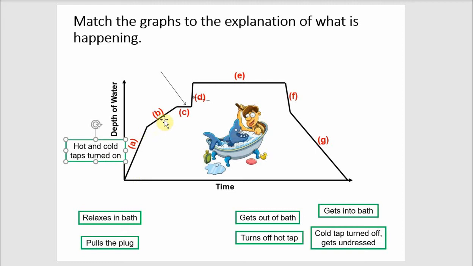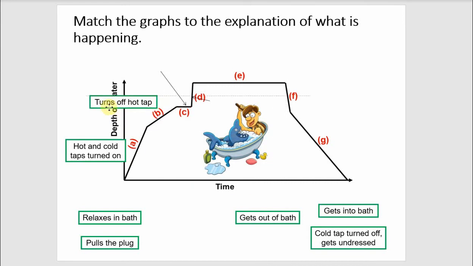Part B, it slows down a little bit, so the water is still getting deeper, but in the same amount of time, it's only got a little bit deeper. Okay, so perhaps one of the taps has been turned off. So with the hot tap, we discovered that it was slightly too hot, so putting some cold in. What's happening at part C?